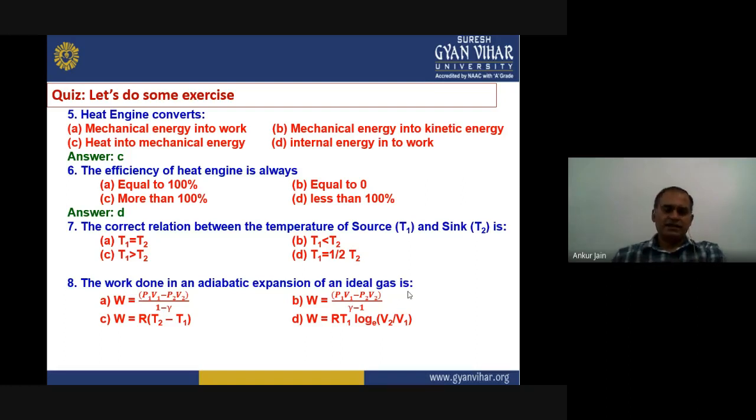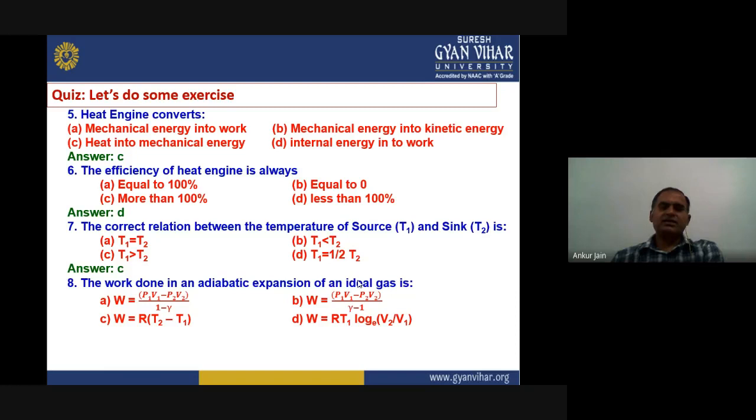Okay. Next question is, the correct relation between the temperature of source T1 and sink T2 is, T1 should be equal to T2, T1 should be less than T2, T1 should be greater than T2, or T1 should be half T2. Which is the right answer? Absolute right answer is the option C, where T1 should be greater than T2.